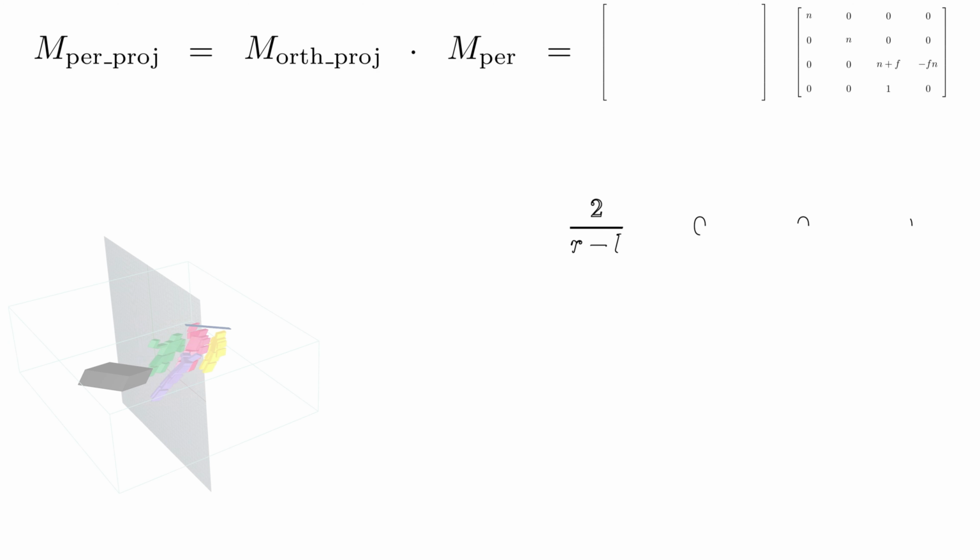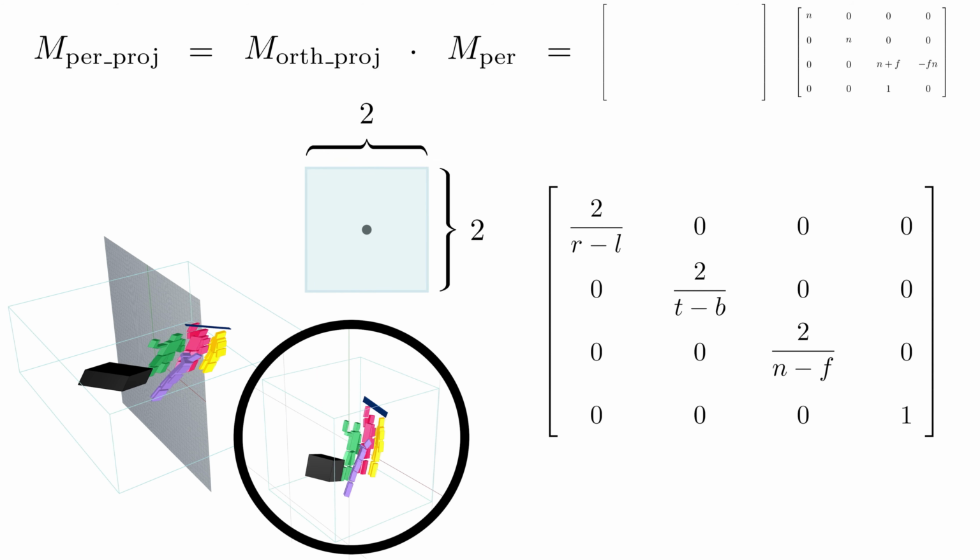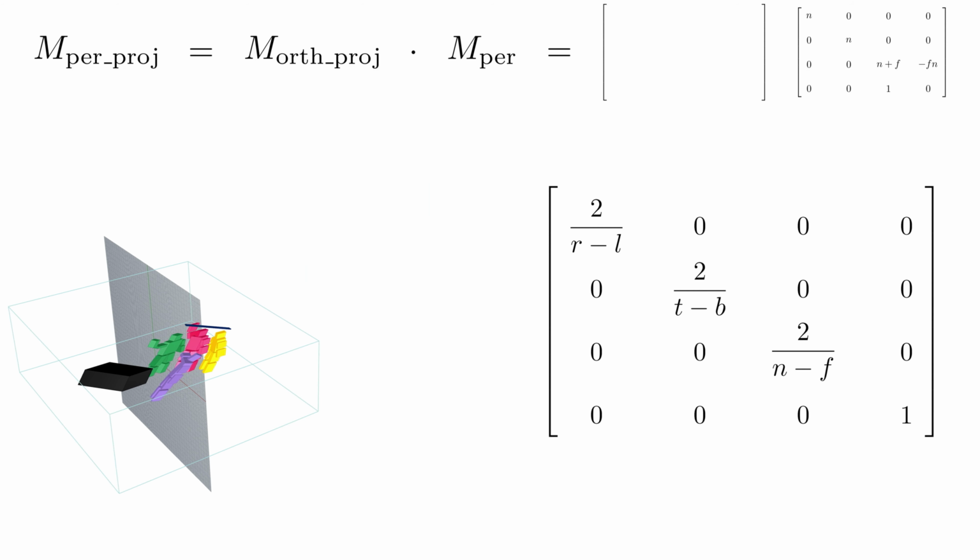Next, we see the scaling matrix. The length of the edge of the canonical cube is 2. Therefore, the scaling matrix simply scales each side down to a length of 2. For example, r minus l is the length of our rectangular cuboid in the x-axis. Then 2 over (r minus l) scales the rectangular cuboid to a length of 2 in the x-axis.